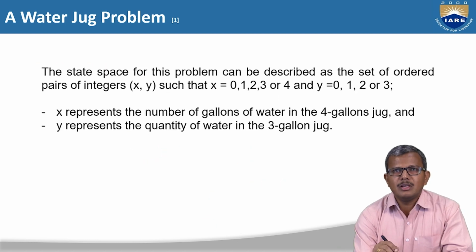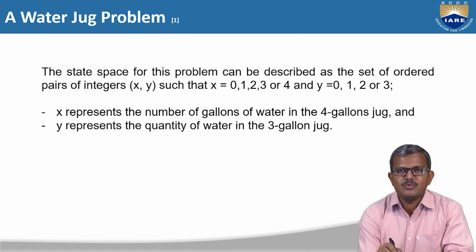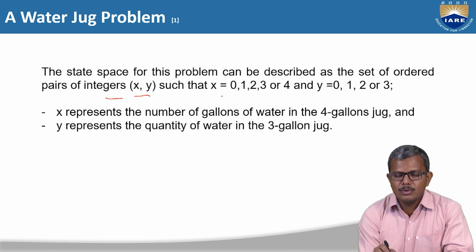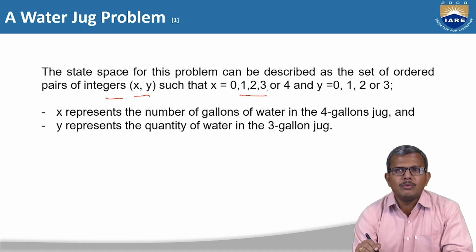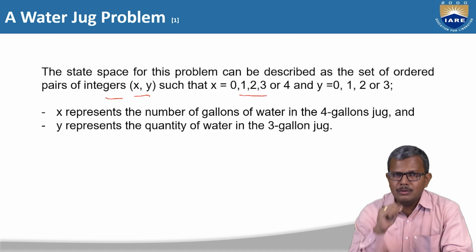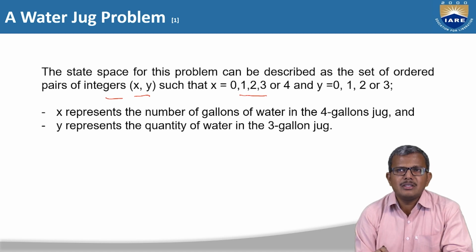For the water jug problem, the state space can be described as a set of ordered pairs of integers. I represent the integers as x comma y, where x is for the 4 gallon jug and y is for the 3 gallon jug. So x can have the values 0, 1, 2, 3 or 4, because the jug has a capacity of 4 gallons, and y can have the possible values 0, 1, 2 or 3. x represents the number of gallons of water in the 4 gallon jug, and y represents the quantity of water in the 3 gallon jug.